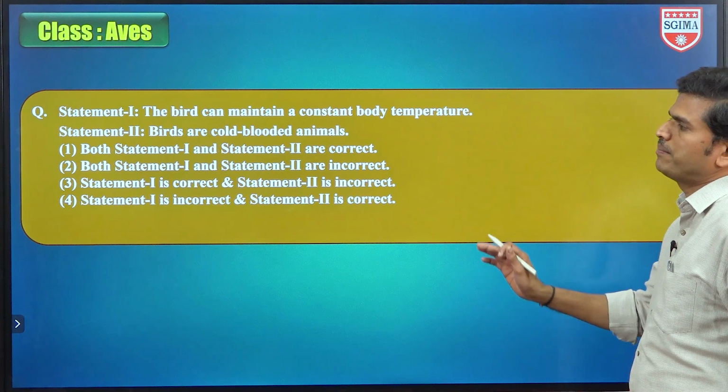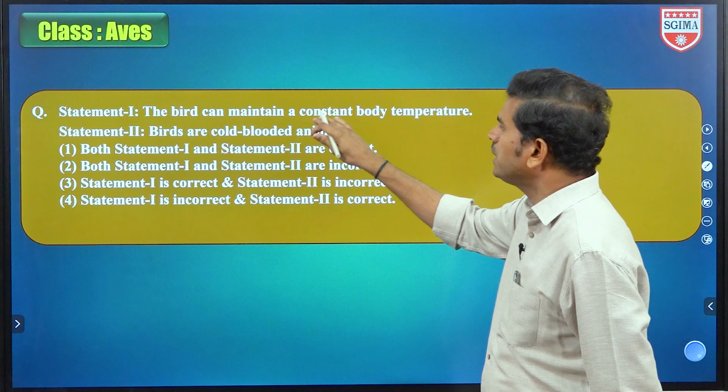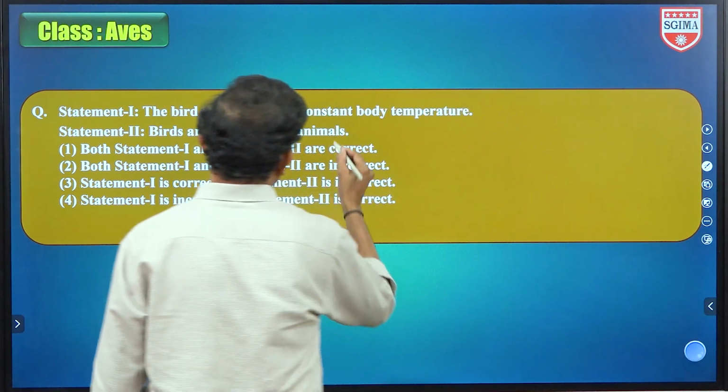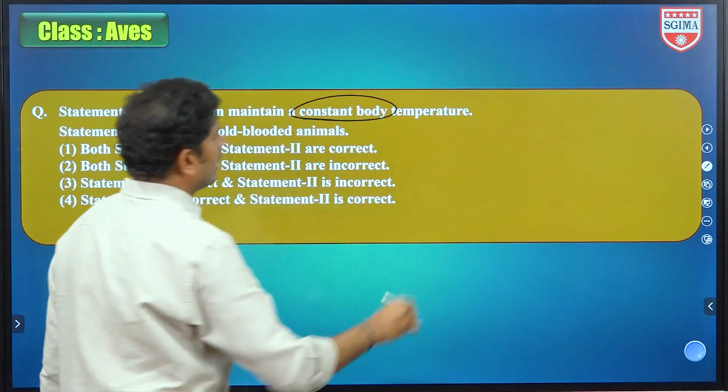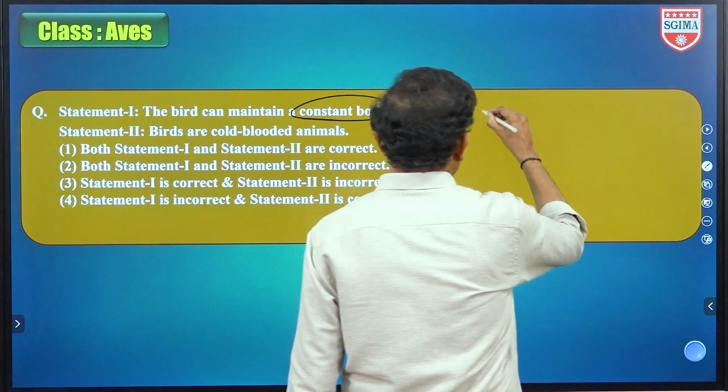Next question, statement type of questions. Statement 1, the bird can maintain a constant body temperature. Yes, birds can maintain a constant body temperature. That's why they are called homeothermic organisms. So statement 1 is correct only.